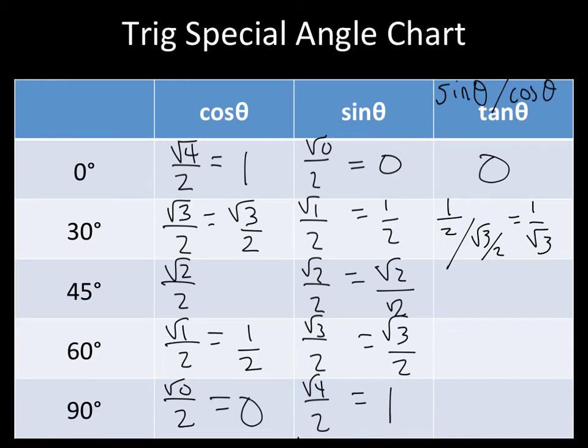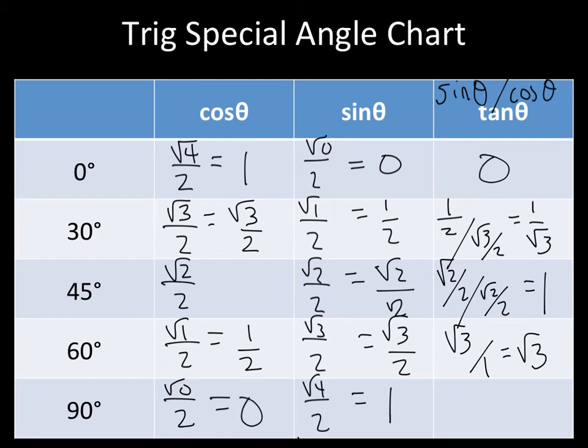The next one, tan of 45 degrees, will be sine of 45 degrees, root 2 over 2, over cosine of 45 degrees, root 2 over 2. And so root 2 over 2 over itself, any number divided by itself, is always 1. So the tan of 45 degrees is 1. That's a great one to know. Tan of 60 degrees will be sine of 60 degrees over cosine of 60 degrees. And when you do the simplification, it will work out to be root 3 over 1, or just root 3.